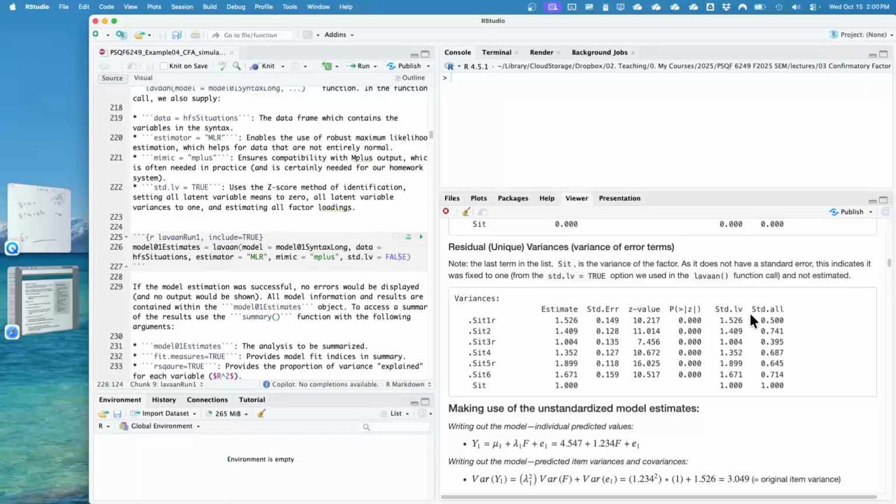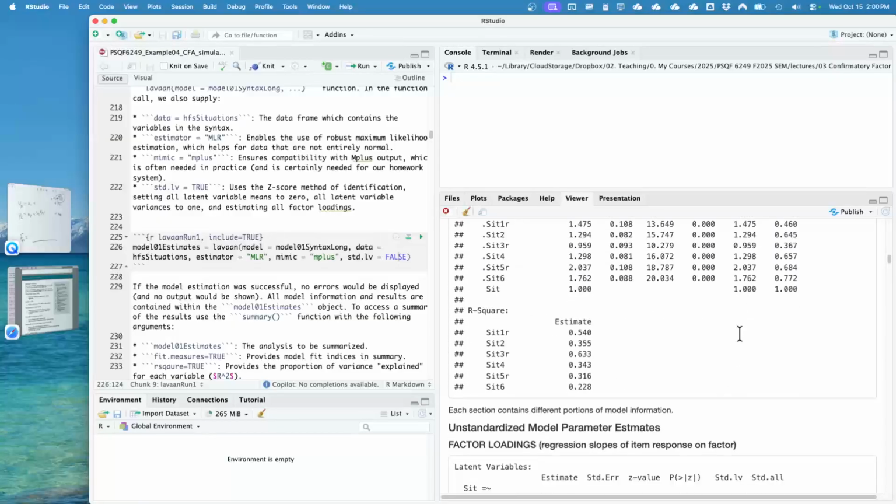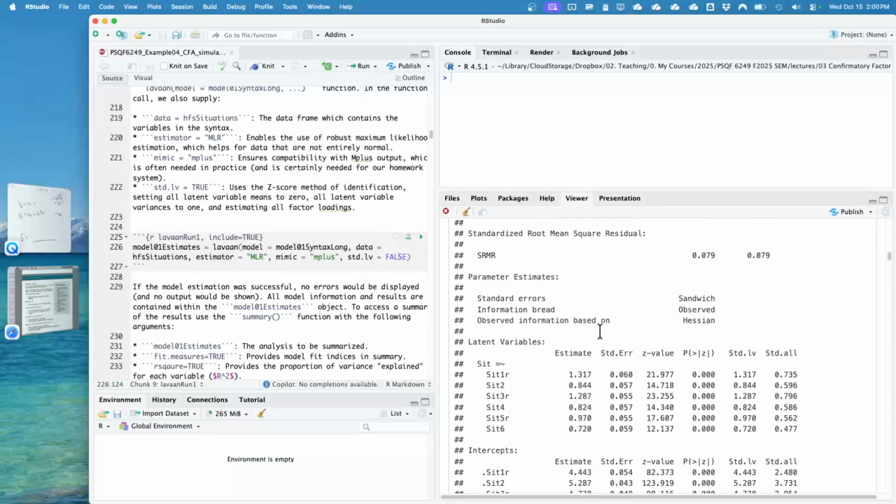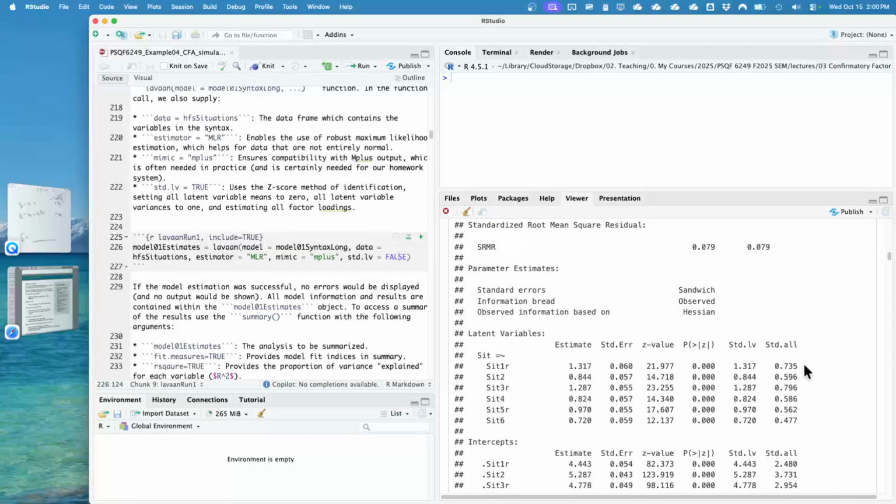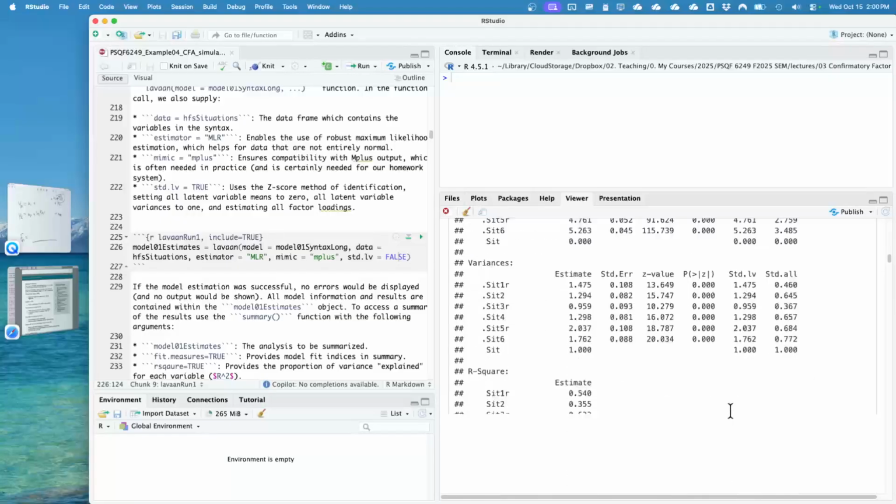But there's your 50% that you just got. That is right. So what was throwing me off was that the R squared estimate for the first item is 0.54, which really should be that number. Oh, I get it. My numbers are different down here.